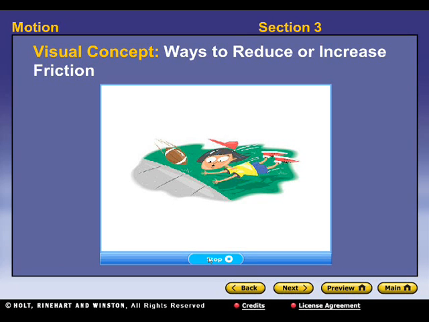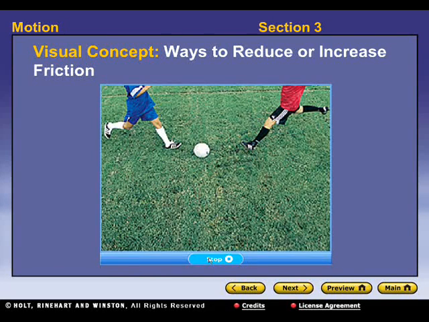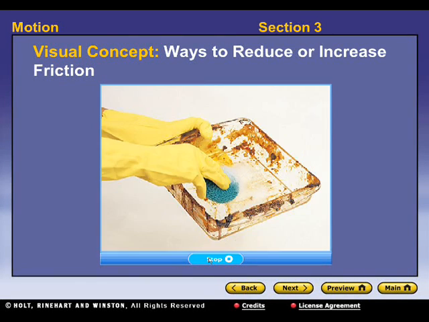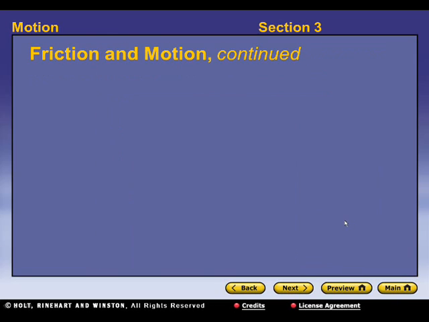Friction can also be helpful. Without friction, you would not be able to walk because you would slip. One way to increase friction is to make surfaces rougher. Soccer players wear shoes with cleats to increase the friction between their feet and the ground. Another way to increase friction is to increase the force pushing the two objects together. Pushing harder on the scrubber will increase the friction between the scrubber and the pan. Added friction will help clean the pan faster.